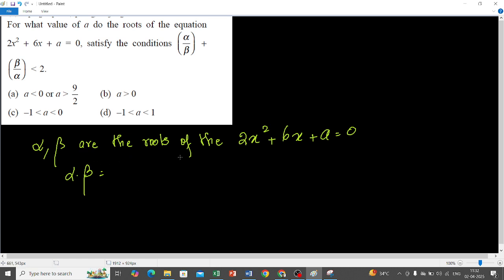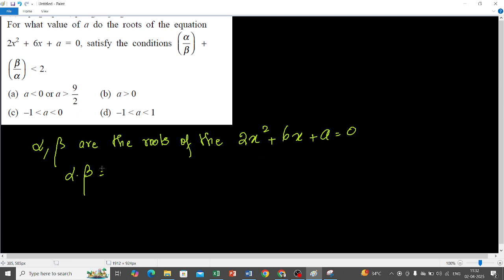See, alpha comma beta are the roots of the equation 2x square plus 6x plus a is equal to 0. Now look at this sum, Bhavna. For what value of a do the roots of the equation 2x square plus 6x plus a is equal to 0 satisfy the condition alpha by beta plus beta by alpha less than 2? Okay, so let alpha comma beta be the roots of this equation.